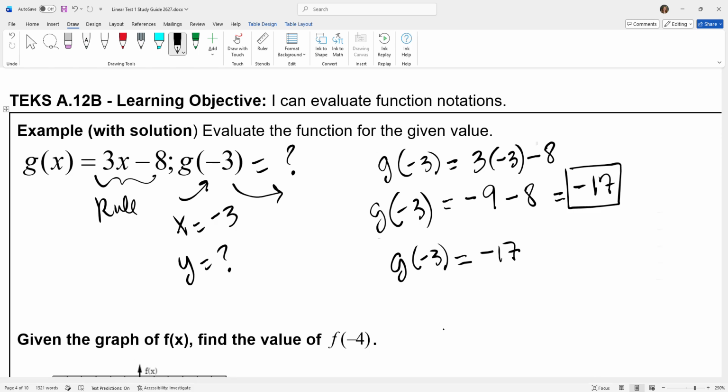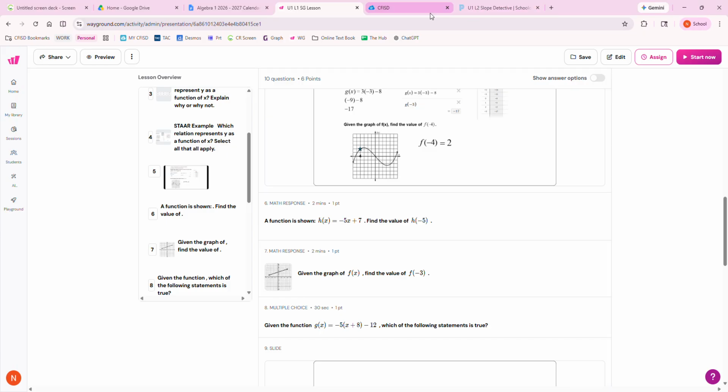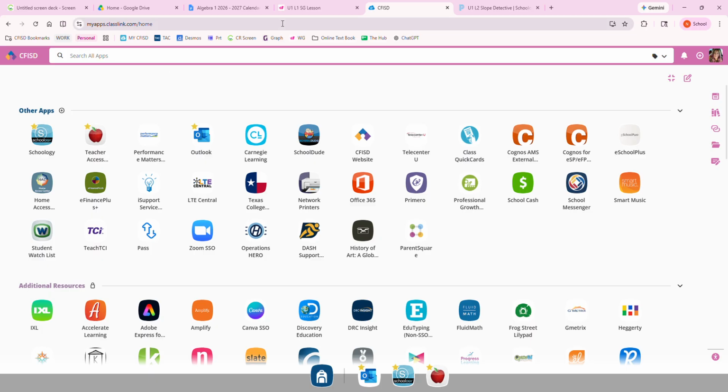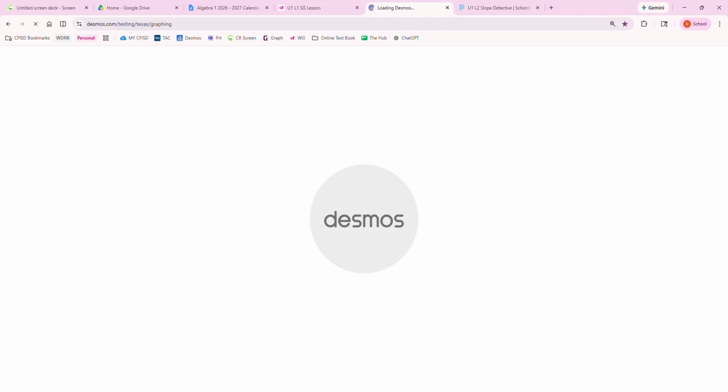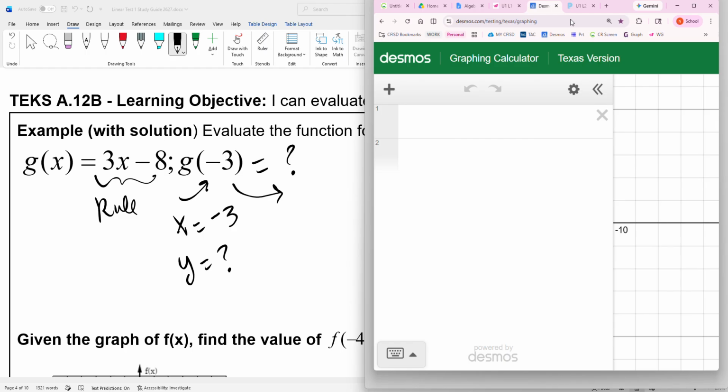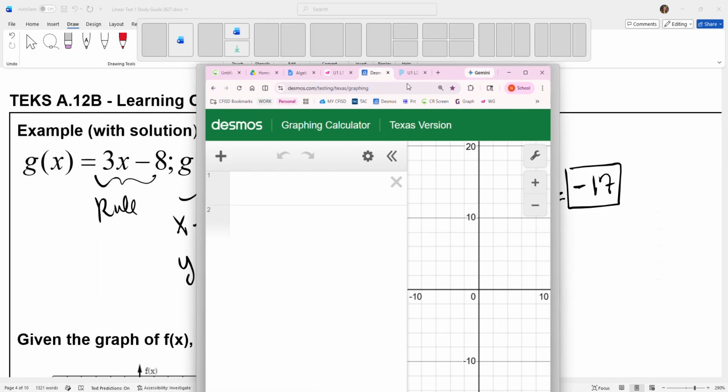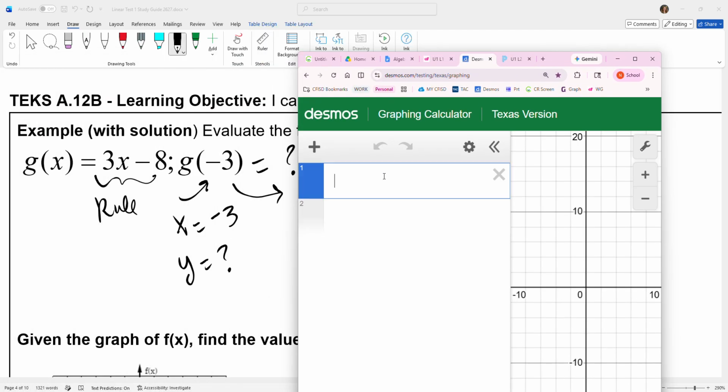Now I'm going to show you and talk about Desmos. Let me pull it up. Where's my Desmos app? That's not the right app. There we go. All right, here's my Desmos app. I'm going to enter my equation in Desmos exactly as it is. Now, this is an additional way that we can check our answer to make sure that I got it correct.